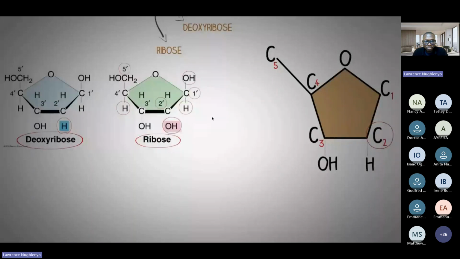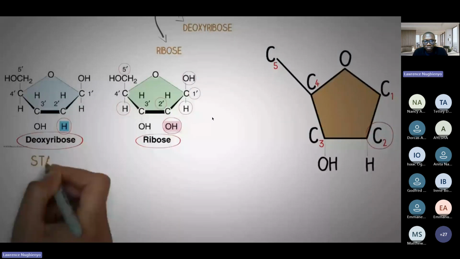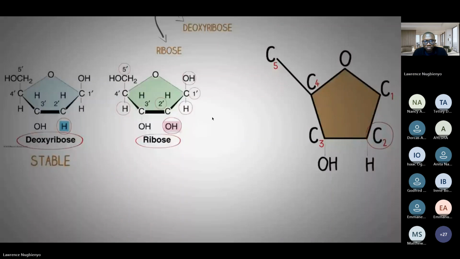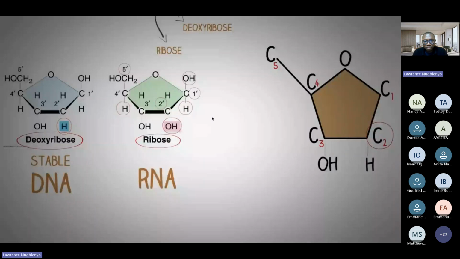You can also tell this by the difference in their names, that deoxyribose has a prefix called deoxy, which means removal of oxygen. The resultant sugar, the deoxyribose, is more stable as compared to ribose because of one less functional group. The deoxyribose is present in DNA and ribose is present in RNA. You can also remember this by the starting of DNA, which starts with D, so the deoxyribose, and RNA, which starts with R, so the sugar is the ribose.